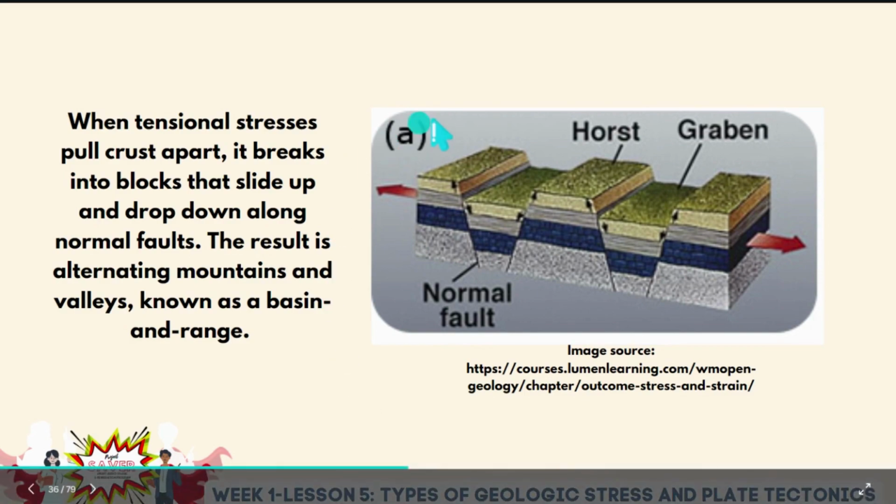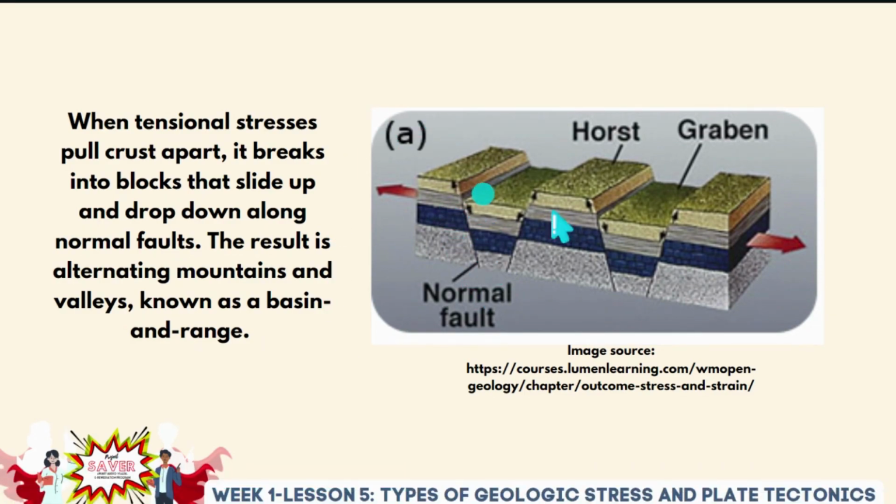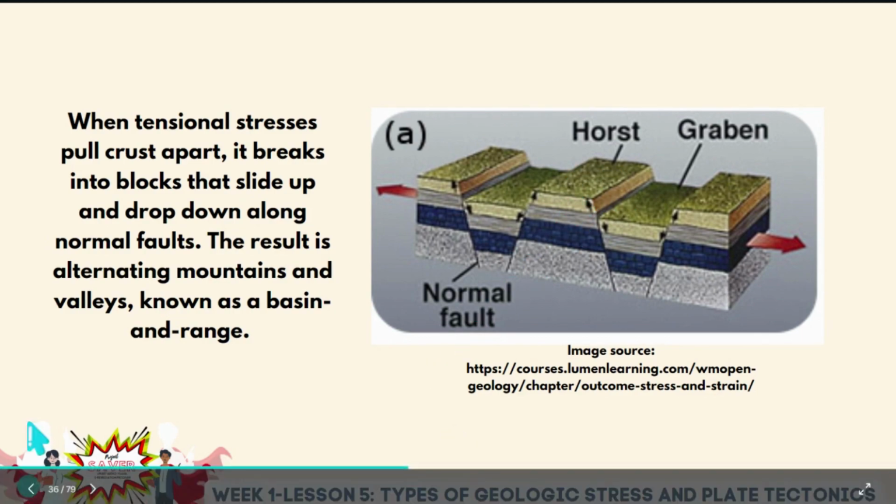Dito sa figure na to makikita natin na maraming normal fault. Dahil sa pagkakaroon ng magkakasunod na normal fault, nagkaroon din ng magkakasunod na valleys and mountains. Itong pababa na piece of land ay tinatawag na valley or graben. Ito namang nakaangat ay tinatawag na horst or yung mountain.